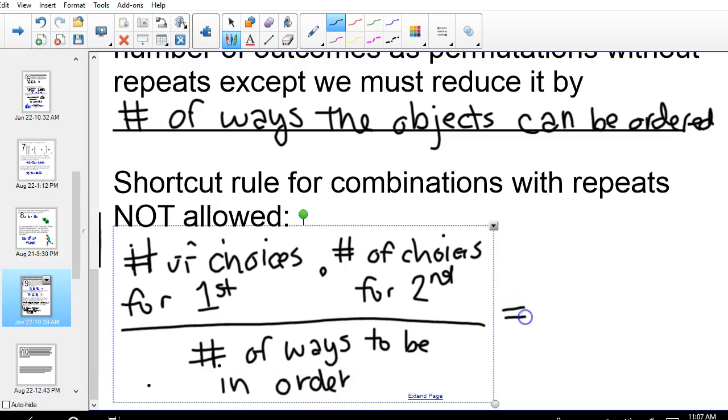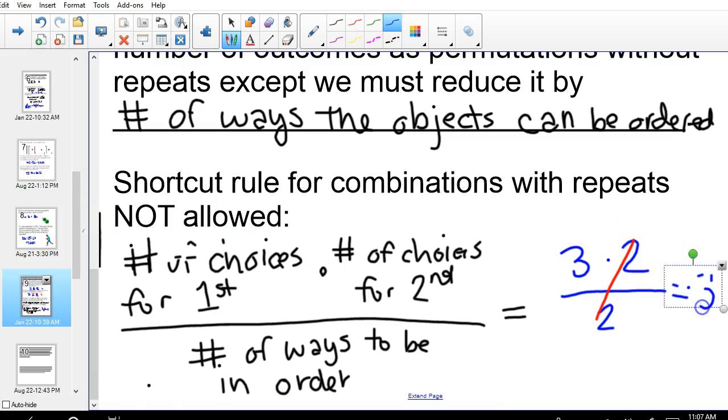Okay, so for this particular instance, you have 3 choices for the first block. You are not replacing this, so you have 2 choices for the second block, right? And how many ways can you put block 1 and block 2 in order? 2. You could have 1, 2 or 2, 1, right? So you have 2 ways to put those in order. Whenever you do this, you get 6 over 2, or those 2s can just cancel out, and that's going to give you 3 ways for this.